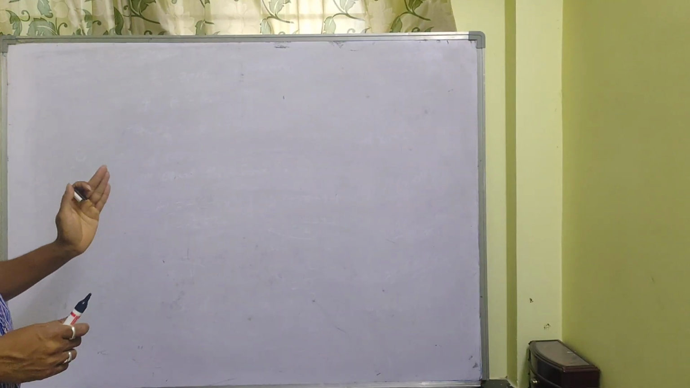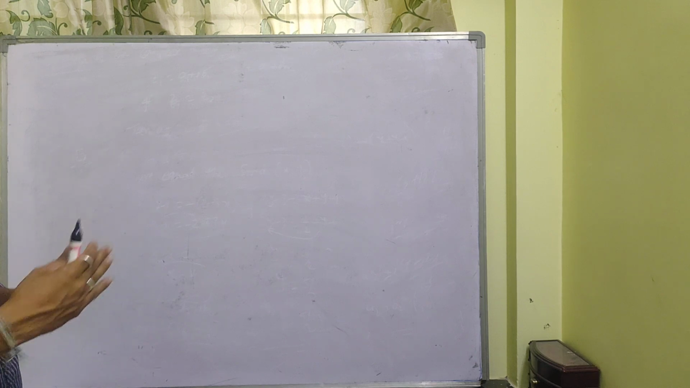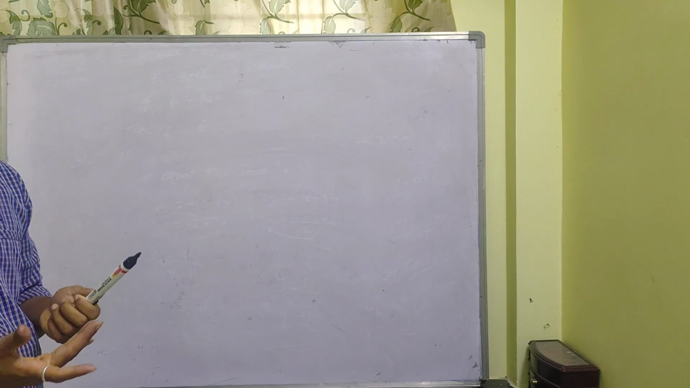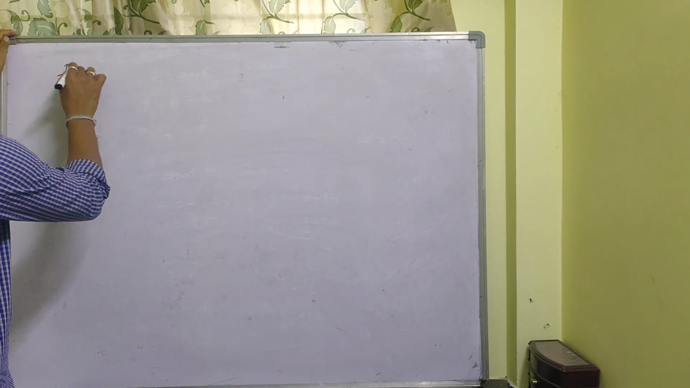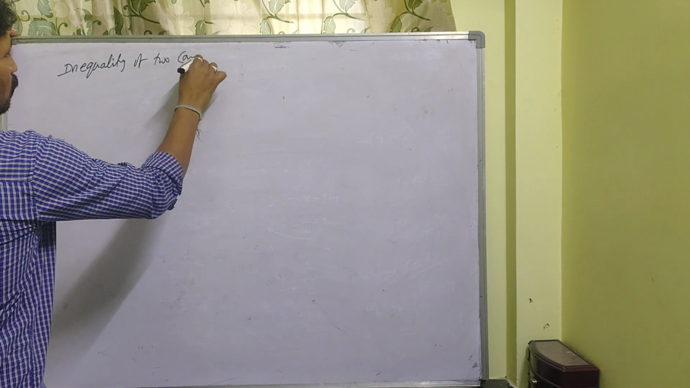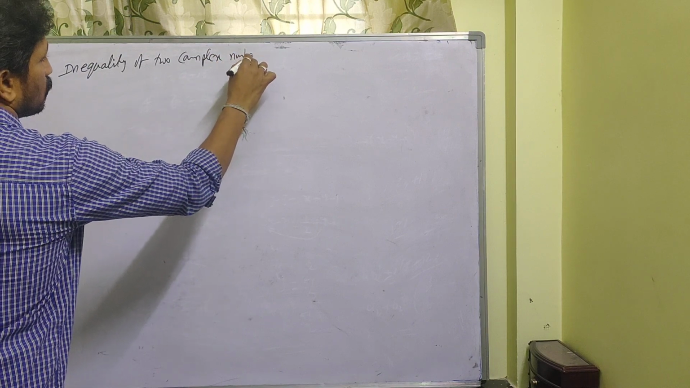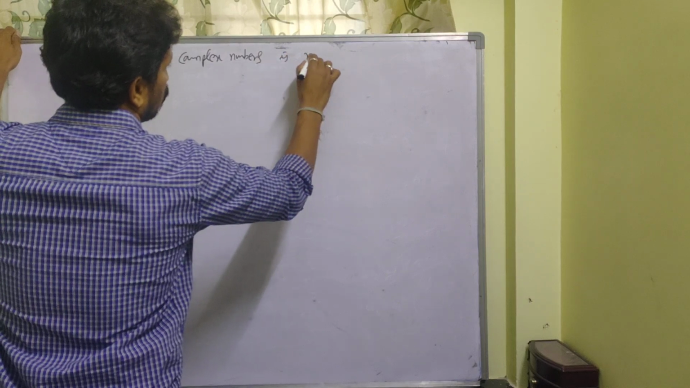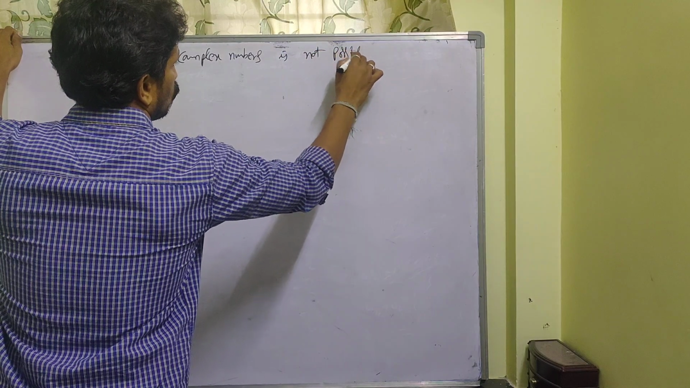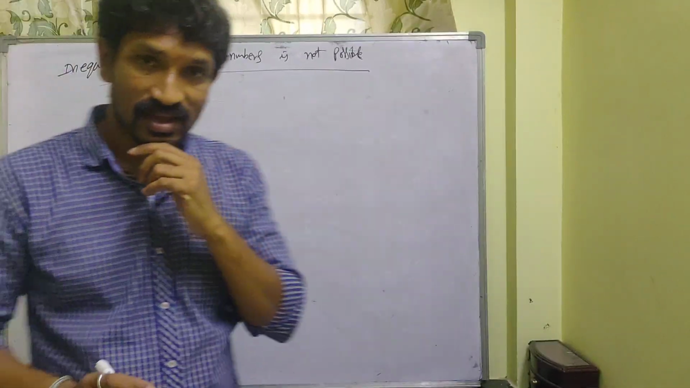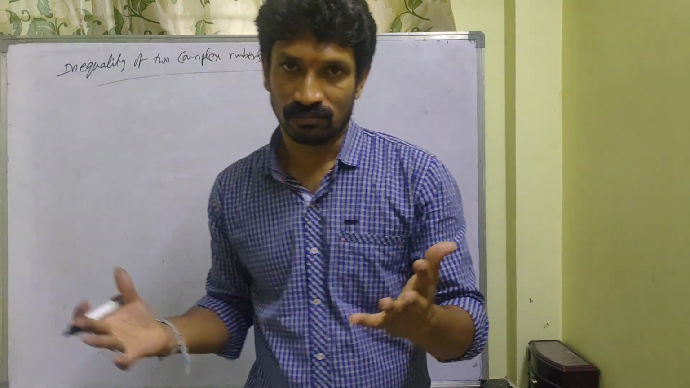Equality of two complex numbers. Inequality of two complex numbers. That means which number is the big number, which number is the small number. How can you say? Okay. Here, inequality of two complex numbers is not possible, because complex numbers means imaginary numbers. Imaginary numbers we can't see. We cannot compare. Okay, clear?